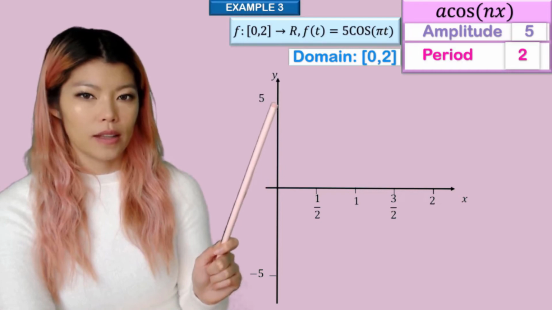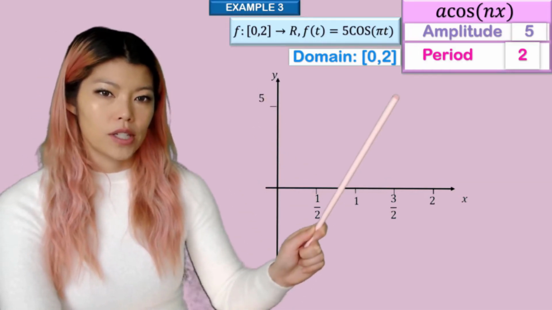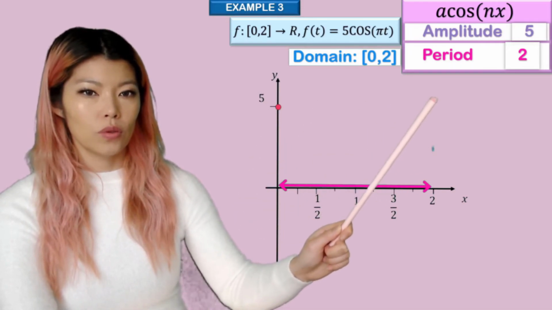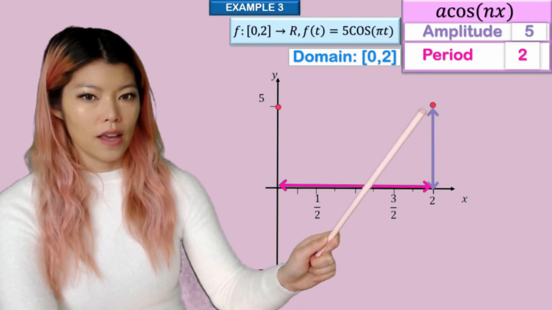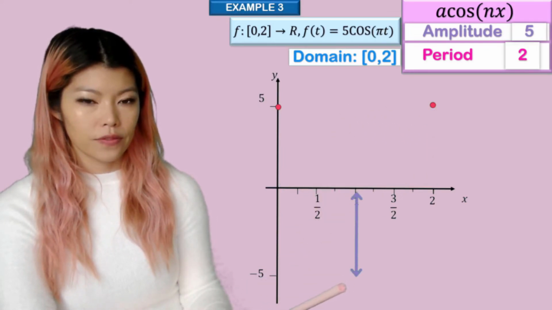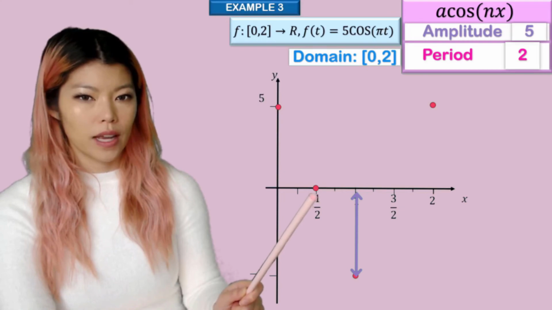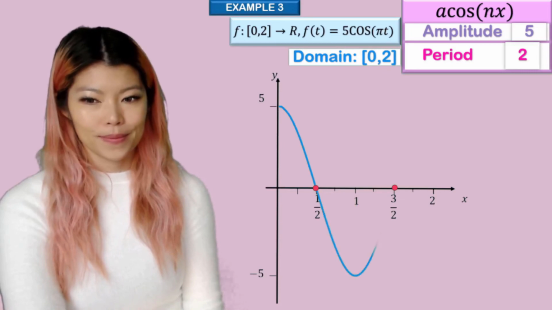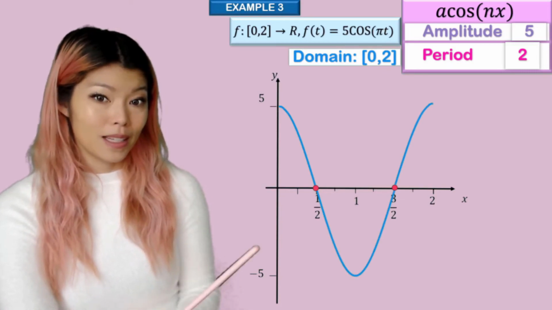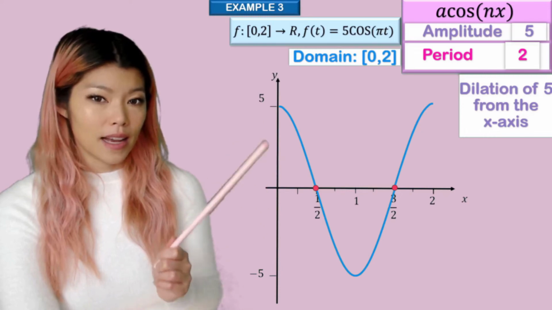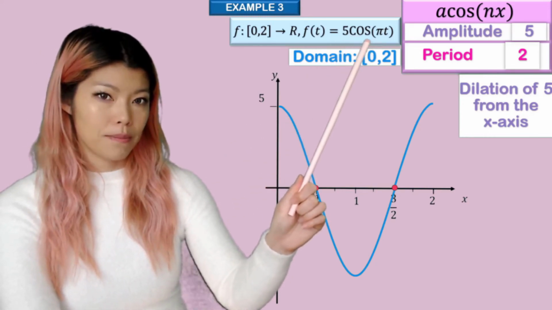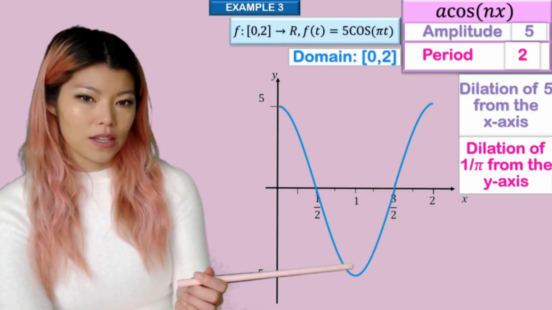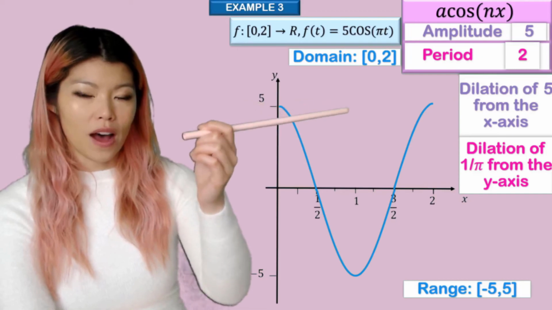All right, we're sketching cos, so where do we start? Sketching cos means we start at the highest point, we go to low, and then reach the highest point again. So we start with a dot up here. Then after a period, which is 2, we're going to end up there again, so put a dot there. Halfway, we're going to go really low, and then halfway of that we cross the x-axis, and halfway of that we cross the x-axis. So now we join the dots, and now we describe it. Dilation of 5 from the x-axis and 1 over that number, so 1 over pi from the y-axis. We could also describe the range. It goes from -5 to 5.